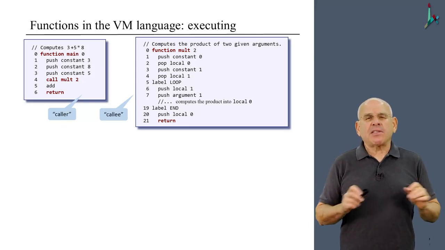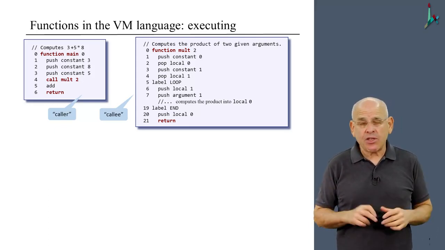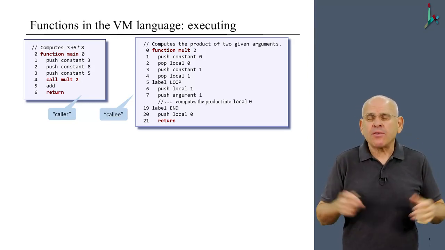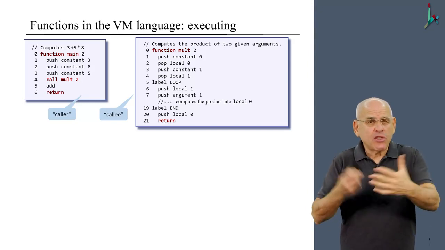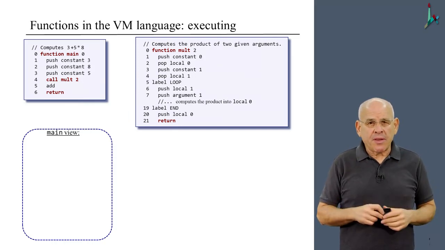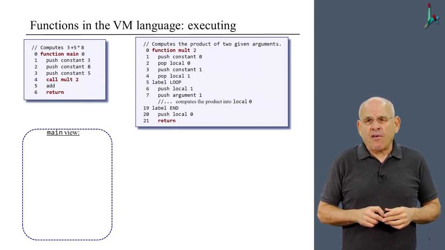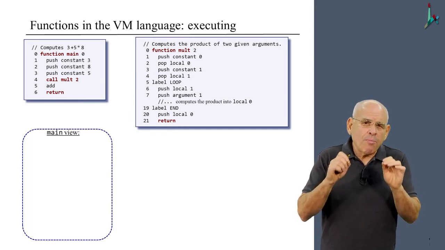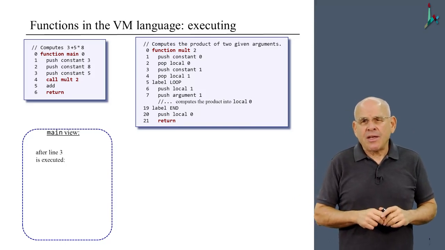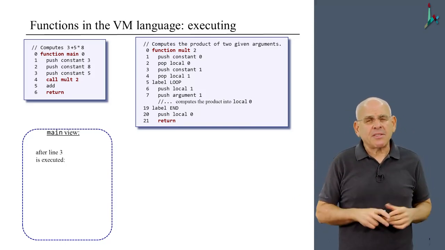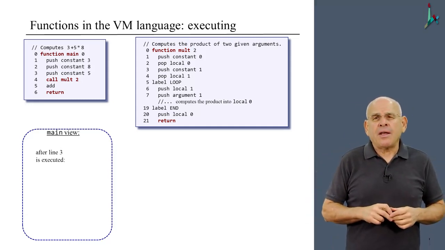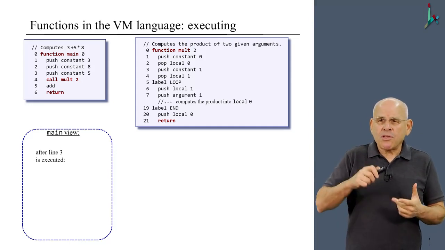Now, what I'd like to do next is to go through some runtime simulation that will flesh out how this code actually gets executed. So let us begin with the main view of the world. I'm going to stop this imaginative simulation at certain points of interest. So what happens after line 3 was executed? Let's look at the code. In lines 1, 2, and 3, I pushed 3, 8, and 5.